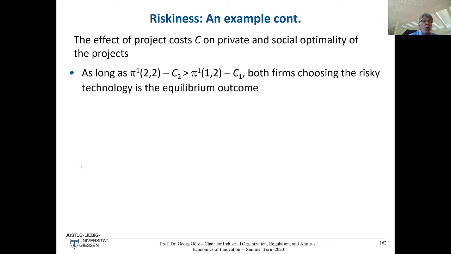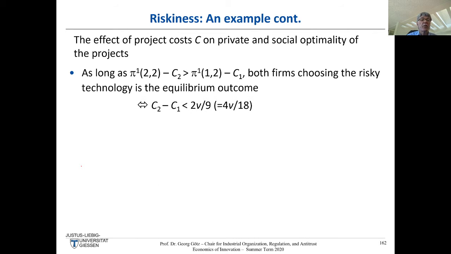Now, the point here is, as it's clear that the profit from choosing the risky project is higher than from choosing the safe project, you can construct a range in which, even though the costs of the risky project are higher, firms still choose the risky project because the profit associated with it is higher.